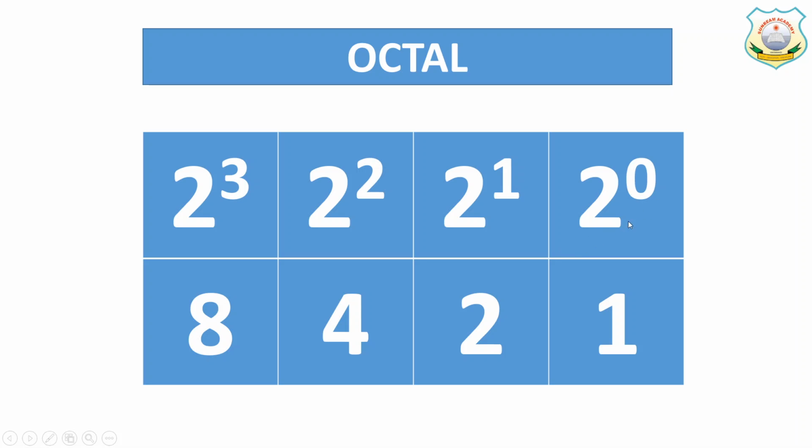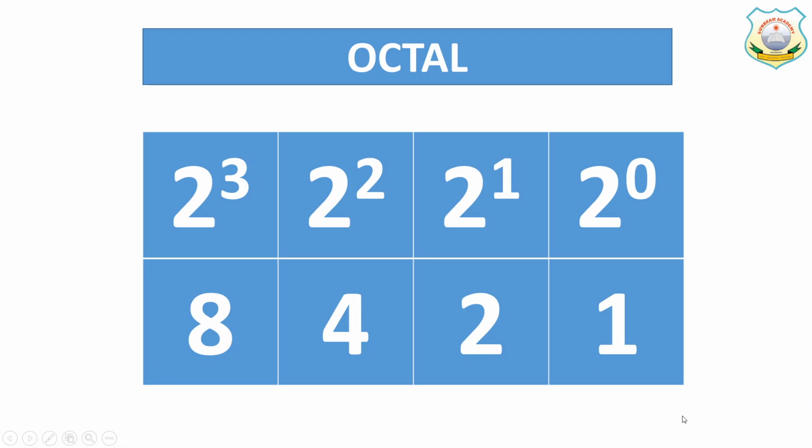So 2 raised to 0, children, is 1. 2 raised to 1 is 2. Then 2 raised to 2 is 4. 2 raised to 3 will be 8, right? And after 8, if you want more, 2 raised to 4 will be 16. Then 2 raised to 5 will be 32, then 64, 128, and so on. So the power goes on increasing. For this technique I've taken just 4 bits.